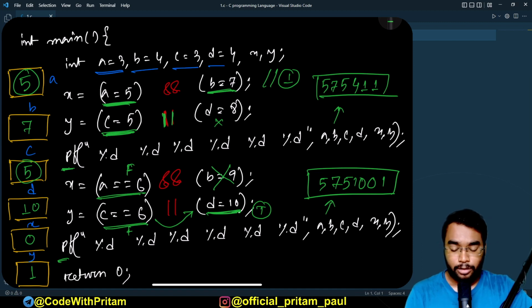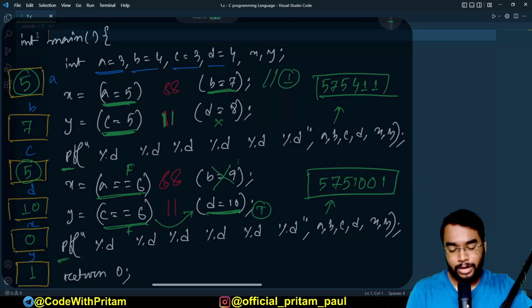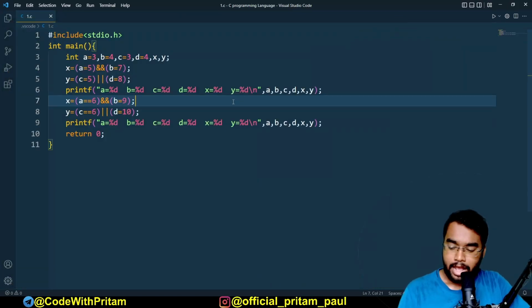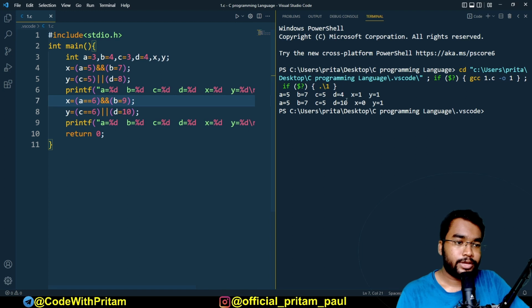This is the end of the logical operator, but definitely I would show you on the laptop also whether what I have shown you guys is correct or not. Okay, and then we will continue with the rest of the operators. Now let's go to the laptop. So here this is the code, and let's run it. So you can see the output 575411 and then 57511001, the way I have written. For your confirmation, I have run this code, otherwise I know that it's correct obviously. The logic would be the same. So yeah, this is the end of the logical operator.